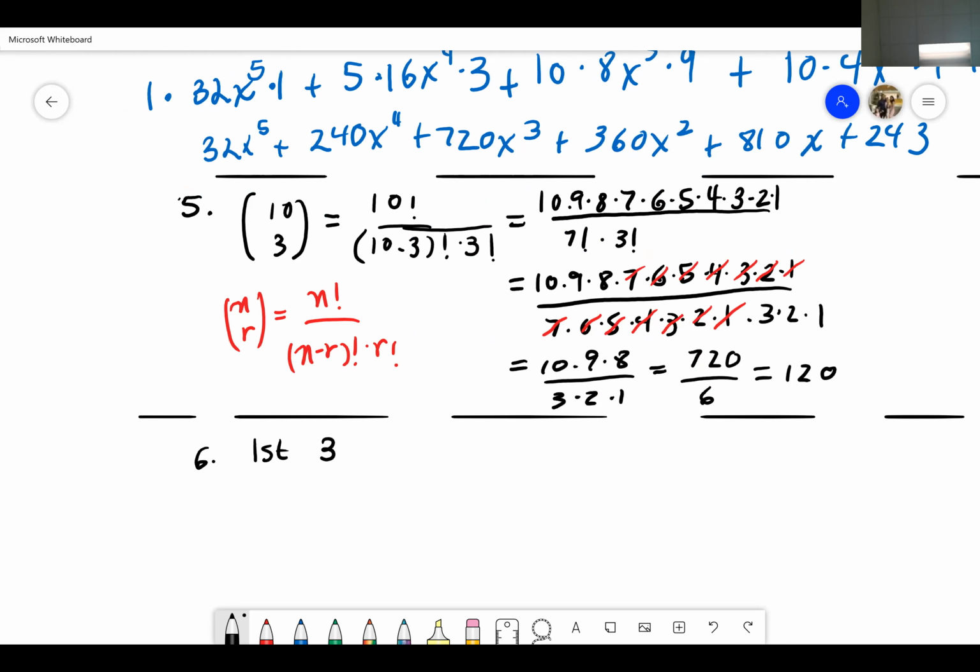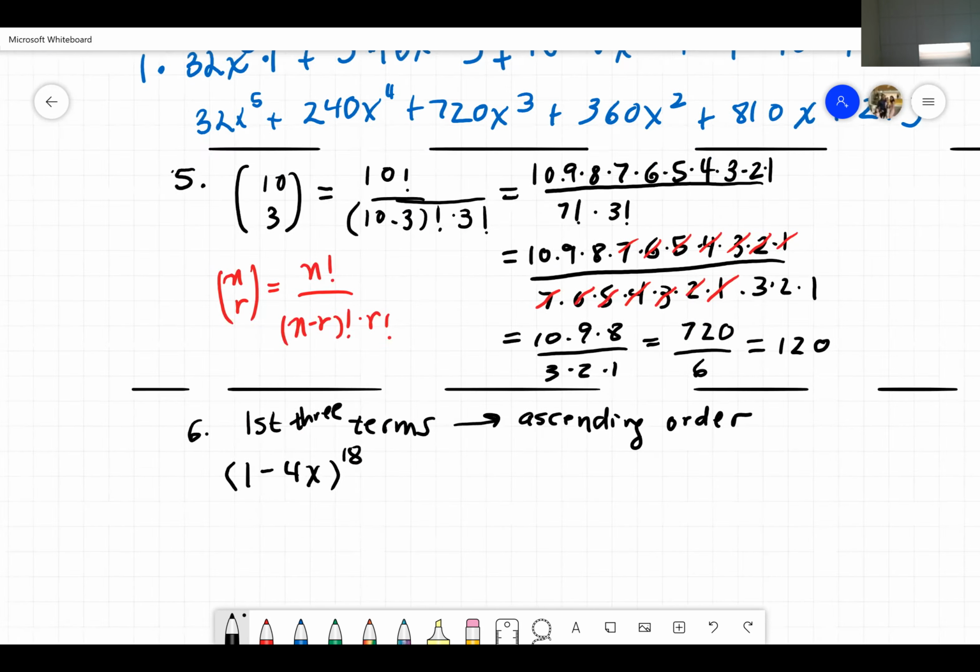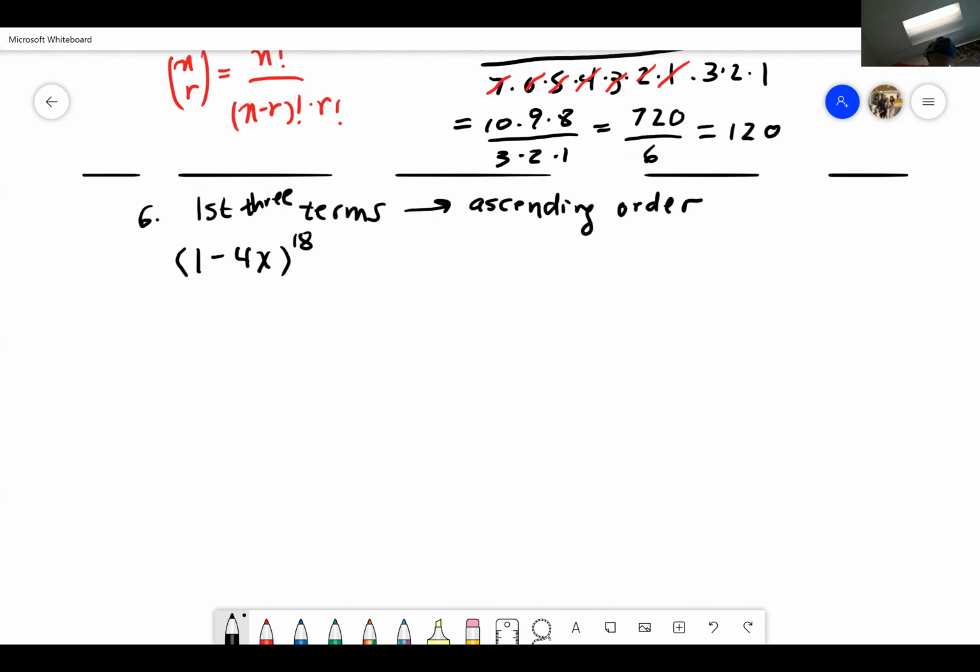All right, first 3 terms for the next one. Let me just write 3. So this is going to be 1 minus 4x to the 18th. And I should really say first 3 terms, and I should say in ascending order. So let's do this, wonderful people. Do you guys believe you're wonderful?